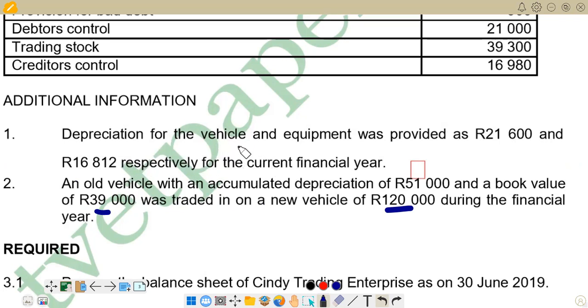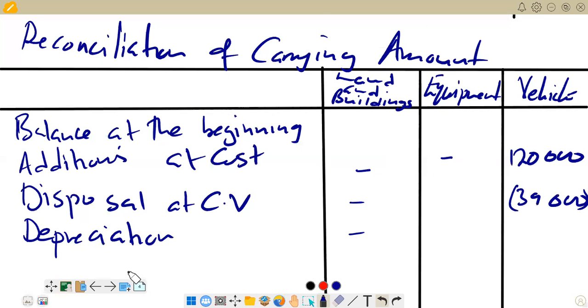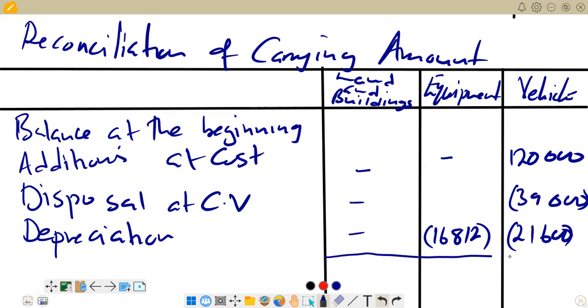So what does it mean? For vehicles, it's this one, 21,600. Then for equipment, 16,812. So we can just go and put them as such. Here we are saying equipment is 16,812, and we are subtracting it. Then we come here, we've got 21,600. We are subtracting it again. Then this is the last one. Then we can now close off.